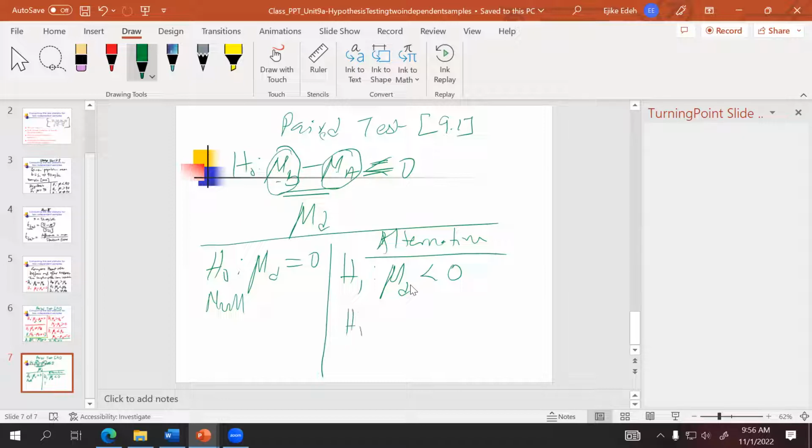Another alternative would be that mu d is greater than 0. Right? And this will happen if the heart rate before is bigger than the heart rate after. So if I subtract this, I'll get a value bigger than 0. And the last one is that mu d is not equal to 0. This will be the last way to state that.